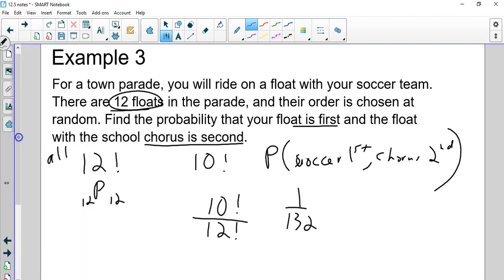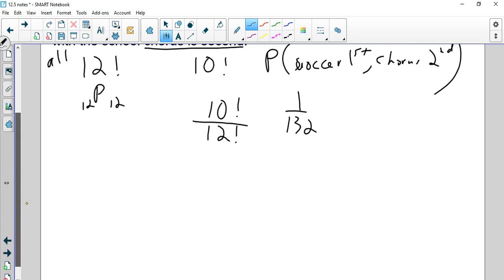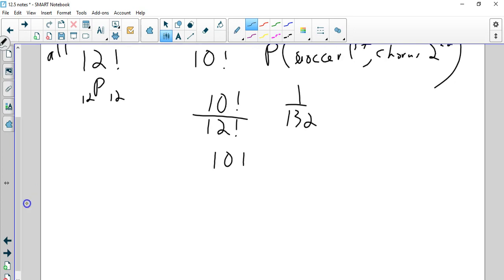Now, here's another easy way of doing that. If you didn't have a calculator, this is 10 factorial, and 12 factorial is 12 times 11 times 10. That's just 12 times 11 times 10 factorial. That cancels, leaving you 1 over 12 times 11, which is 132.